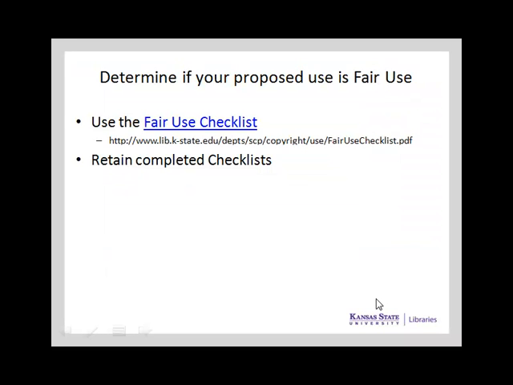If the work you want to use is protected by copyright, the next step is to determine if your proposed use is fair use. We've talked a lot about fair use in this module, and it's a powerful tool for educators. You can obtain the fair use checklist from the site shown on the slide. Fill out a checklist for each item you want to use, and retain completed checklists in case there is a copyright infringement claim against you. The completed checklist will help to show due diligence on your part in assessing fair use.